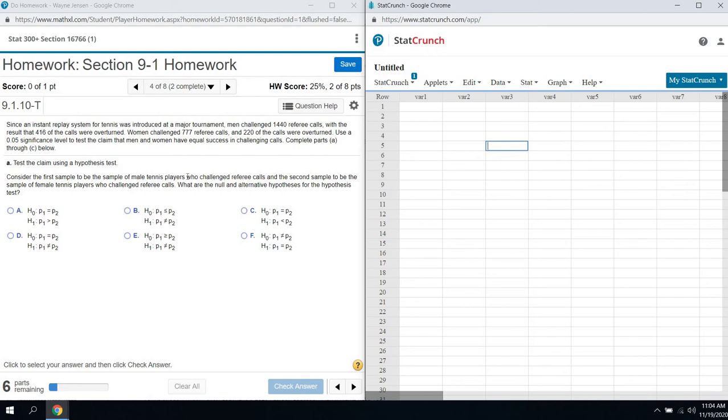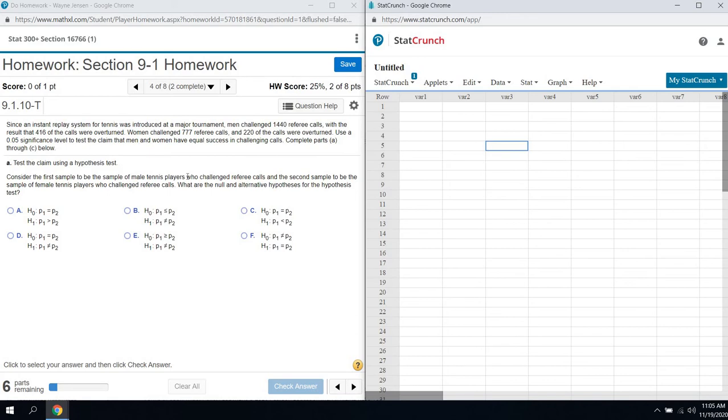So same thing, we're going to test the claim using a hypothesis test. Since an instant replay system for tennis was introduced at a major tennis tournament, men challenged 1,440 referee calls, with the result that 416 of the calls were overturned. Women challenged 775, with 220 calls being overturned. Use a 0.05 significance level to test the claim, right? So we're only going to test a claim in this one. We're not going to test a hypothesis that men and women have equal success in challenging calls.